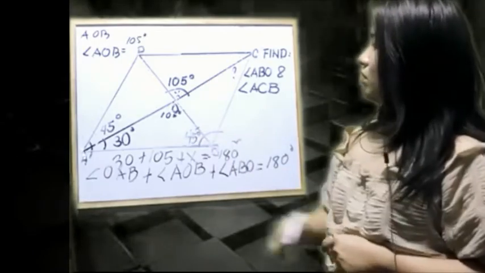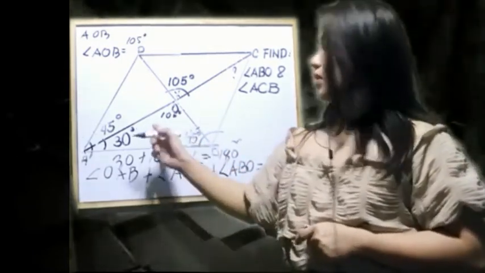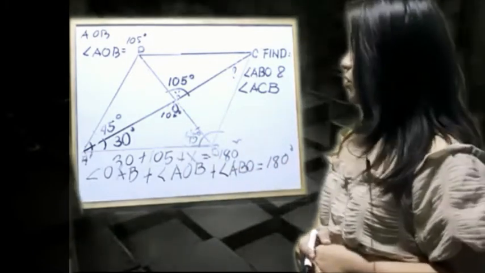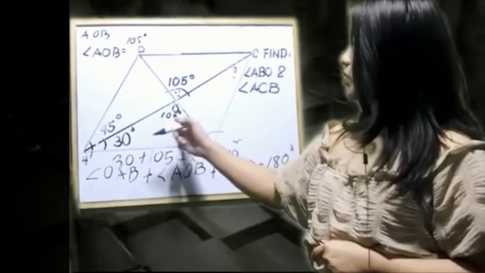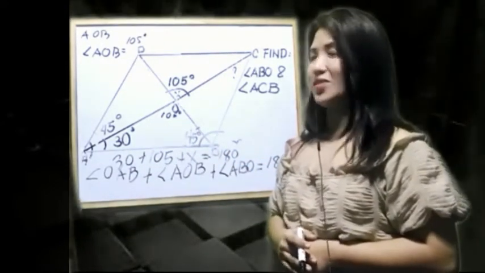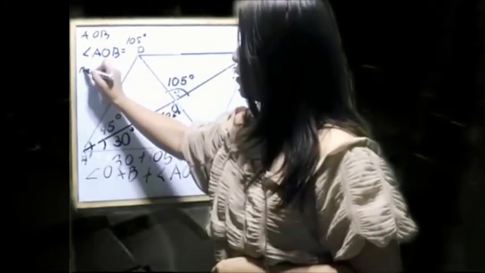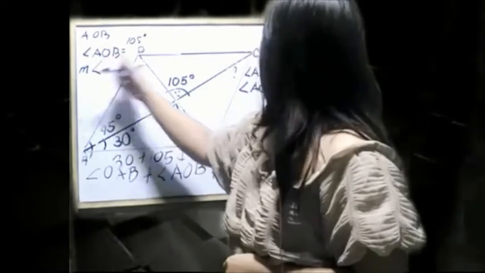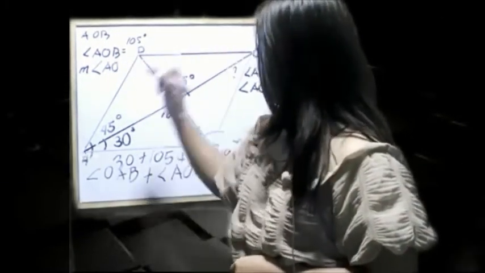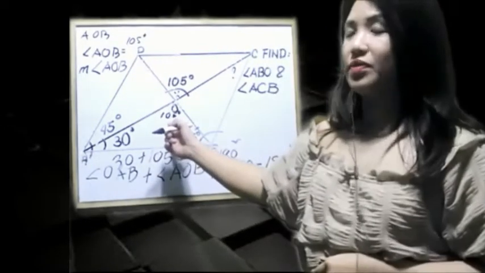Now, all the angle measures of the three angles of the triangle are complete. So if you check, 30 plus 105 plus 45 will give you 180 degrees. So now it was solved. The measure, let's put a small letter m to indicate that we are looking for the measure, of angle AOB is 105 degrees.